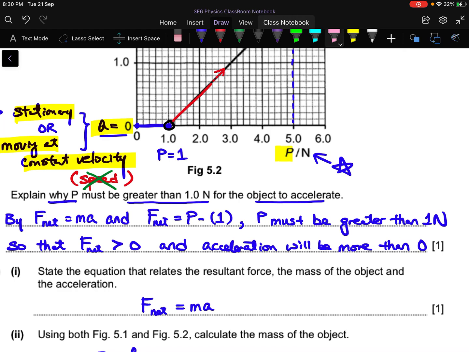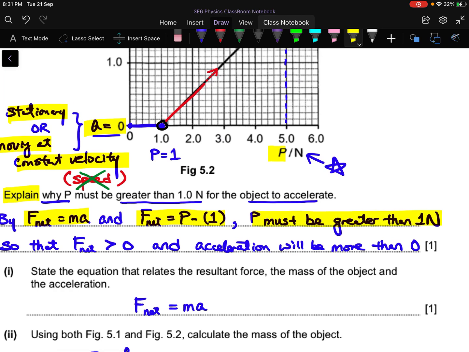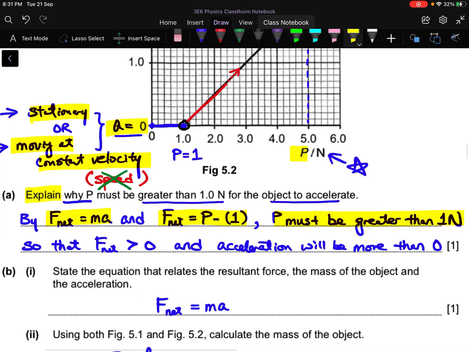So when you are asked to explain why this happened, you can just simply write the formula there, or even include some substitution, but you need to elaborate what the mathematics means, right? P must be greater than 1 so that F net is larger than 1. Okay, you can even use this, it's fine. And then after that, please tell me the consequence. And you should try your best to rephrase. Okay, so this is the rephrase.